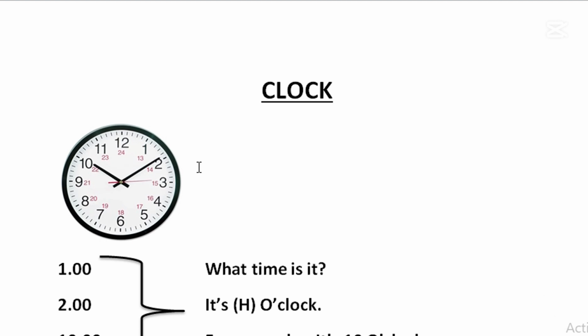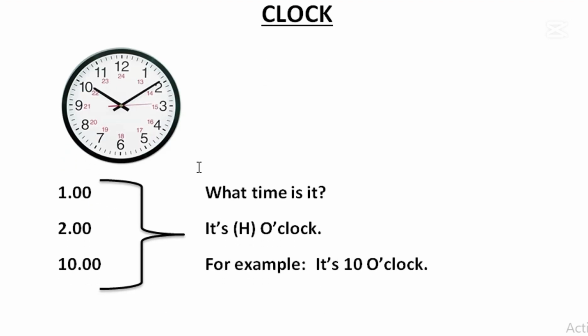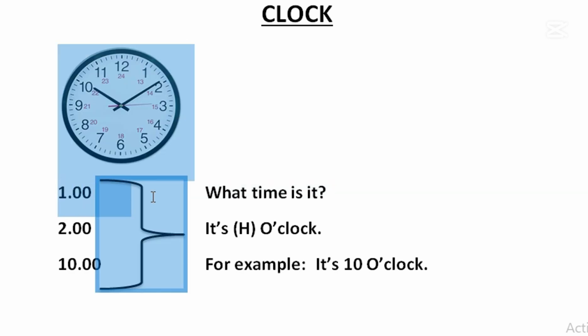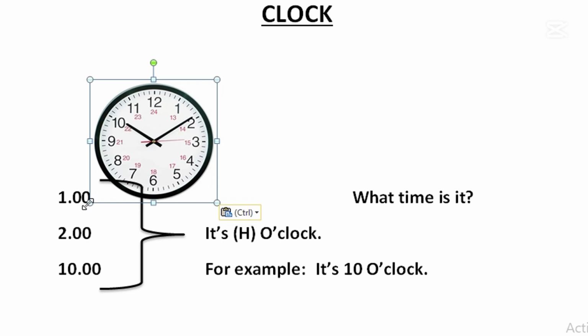Today's topic is about clock. In here, we can see our clock picture or image, and its time. It's indicated time 1 o'clock, 1 a.m. or p.m., 2 o'clock a.m. or p.m., and 10 o'clock a.m. or p.m. Exactly.